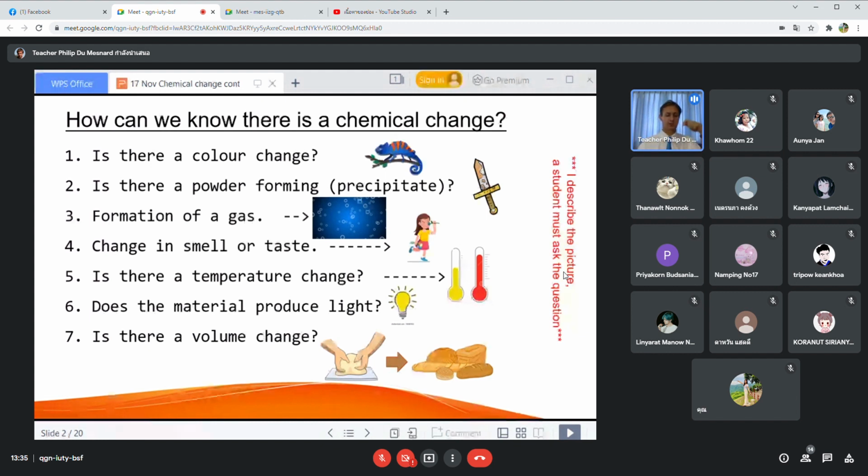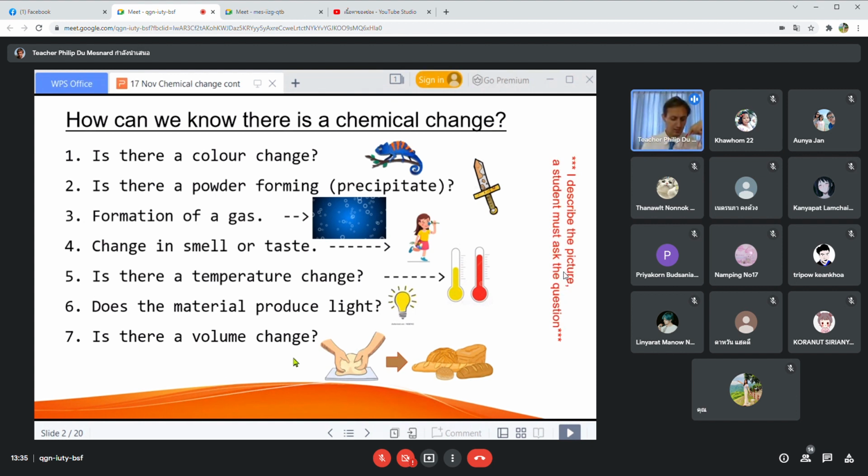So what I'm going to do is, I will say your name. Then I'm going to describe one of the pictures, and you have to ask the question. So for instance, if I say, I see a sword, then you have to say, is there a powder forming or precipitate? So I will say the picture and you have to ask the question. And there are 7 questions.